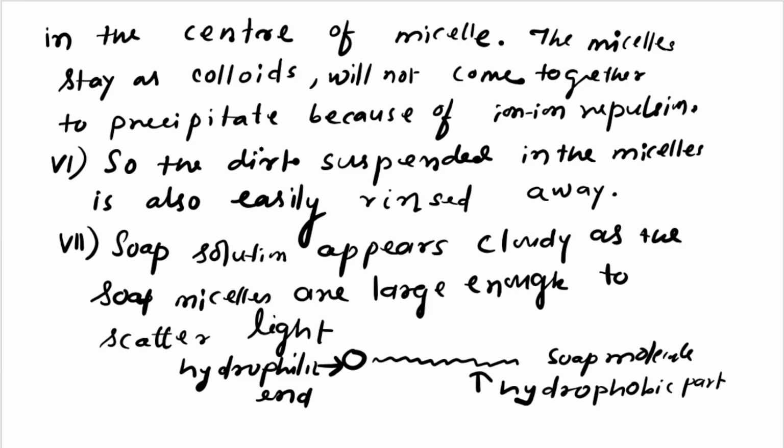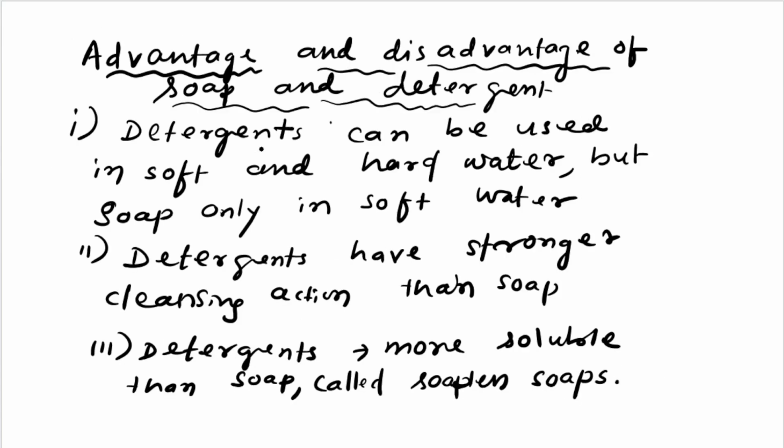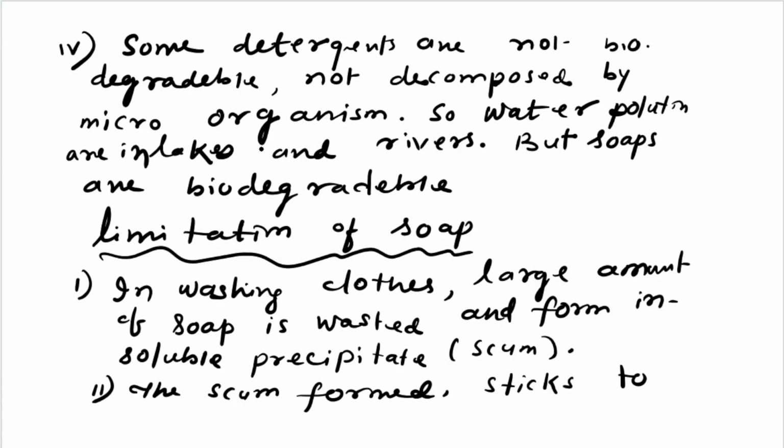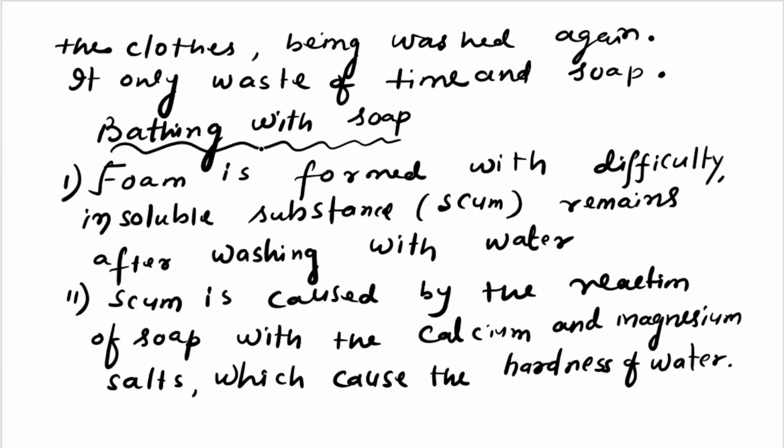So what happened? You can say one part of the soap molecule is hydrophilic, and another part is hydrophobic. Hydrophilic is towards water, hydrophobic towards oil. And after that, here you can say the limitation of soap.